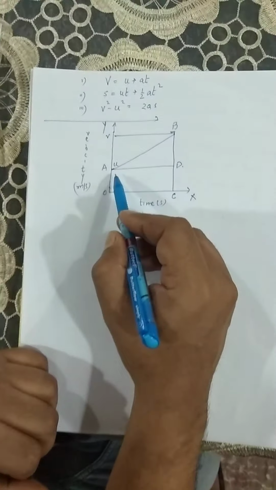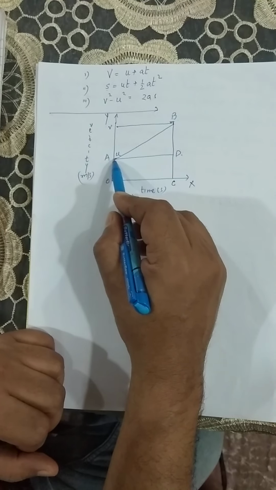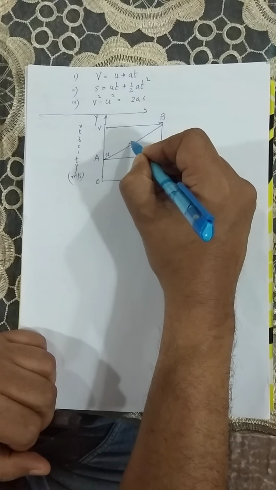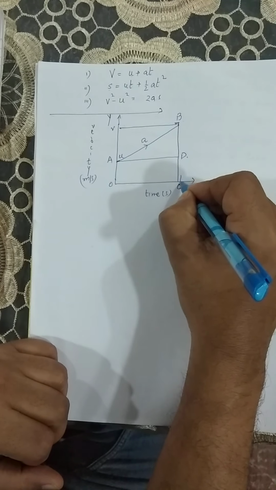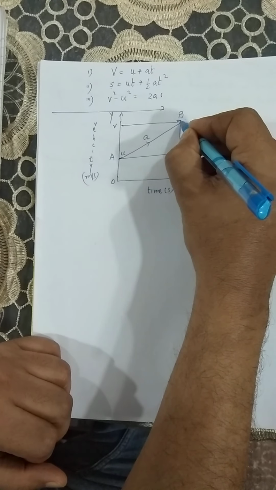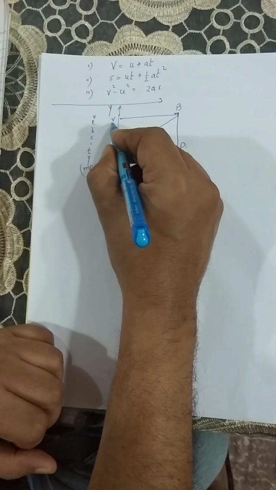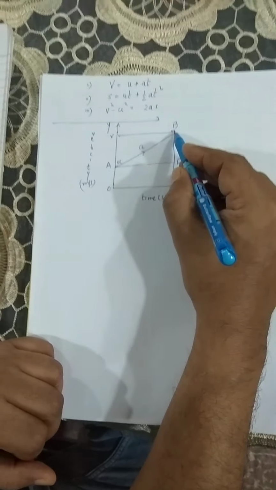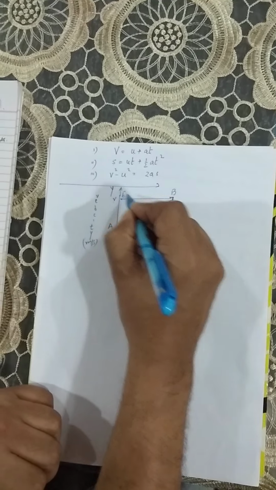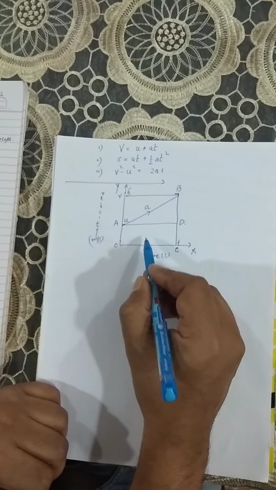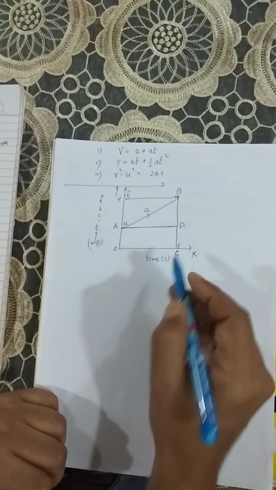Consider the initial velocity of the body at point A is u meter per second, and let it move with a uniform acceleration a, and also assume that in time t it reaches point B, and at point B its final velocity is v meter per second. And now draw the perpendicular BC on the x-axis and BE on the y-axis. And this is a line AD parallel to the time axis.